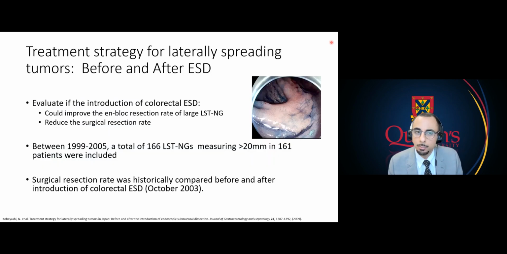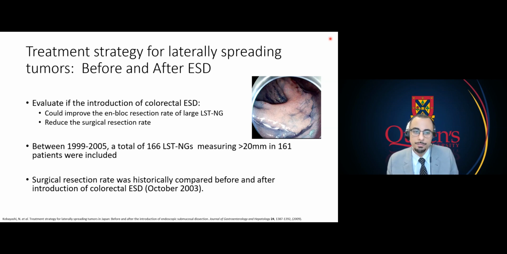Another study looking at colorectal lesions wanted to see whether the treatment strategy changes for these colon lesions called laterally spreading tumors before and after the implementation of ESD. They wanted to look at whether its introduction could improve the en bloc resection rate of these large LSTs. LST-NG stands for non-granular, meaning they have a smooth surface, and they tend to have a higher risk of superficial cancer. They also wanted to see if it reduced the surgical resection rate.